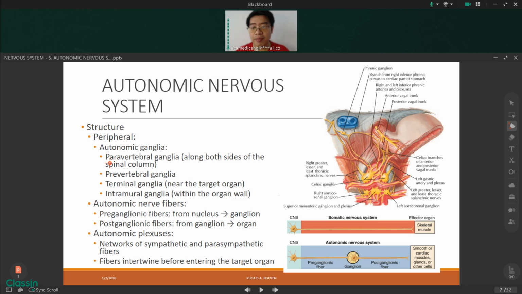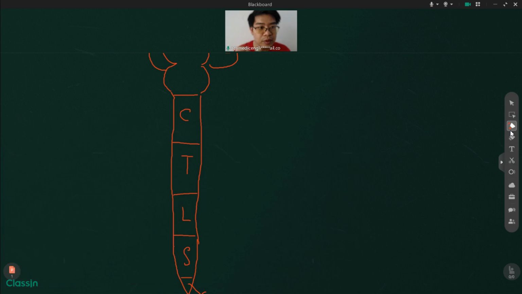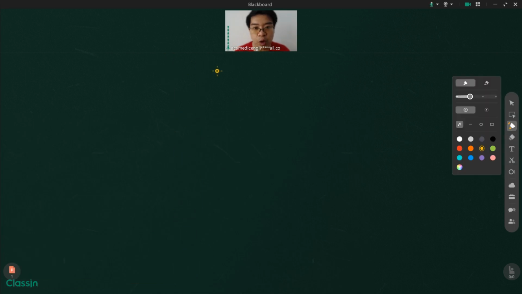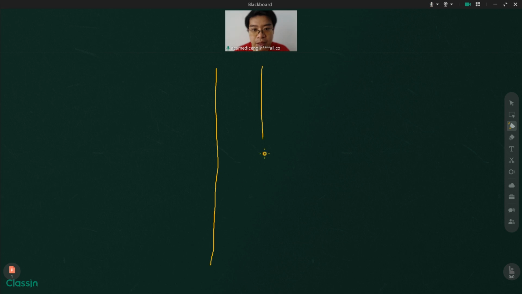For example, you have the paravertebral ganglia. Those are 2 chains of ganglia, also called the sympathetic trunks, that run alongside your vertebral column. So imagine you have your vertebral column like this. In between the vertebrae, you have the IV disc and whatever.